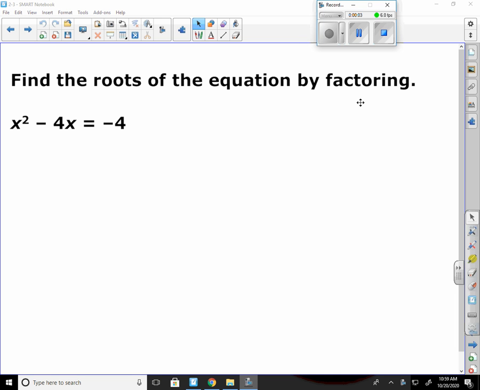All right, let's finish out this section today. We're going to finish up our notes on this. This stuff is either the same or easier than we've already been working on. So this first question is find the roots of the equation by factoring.